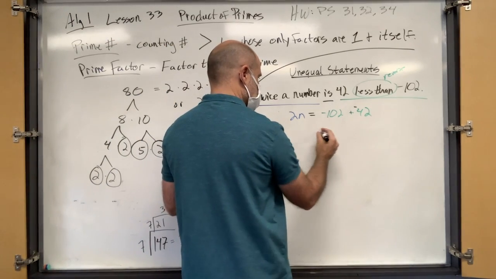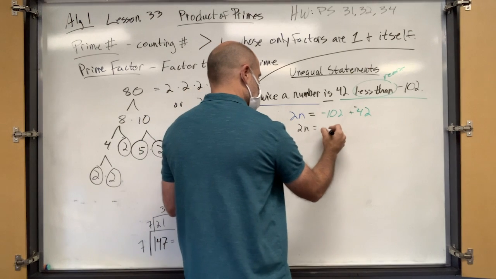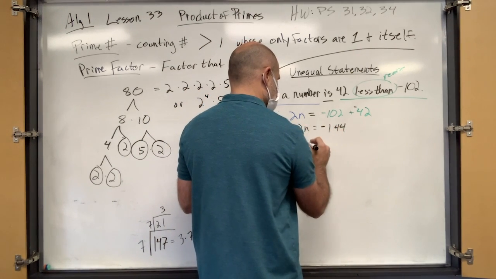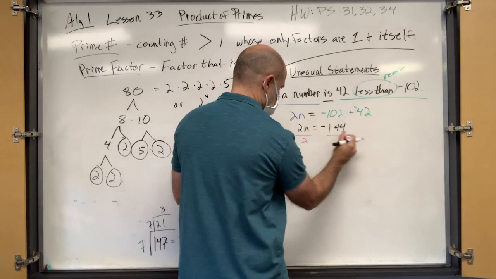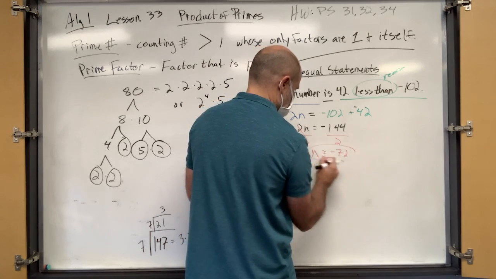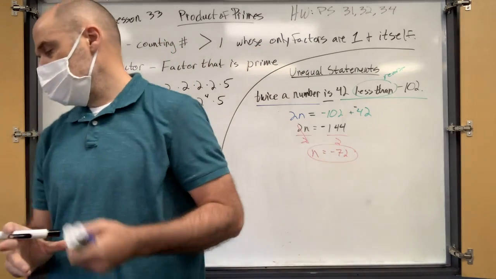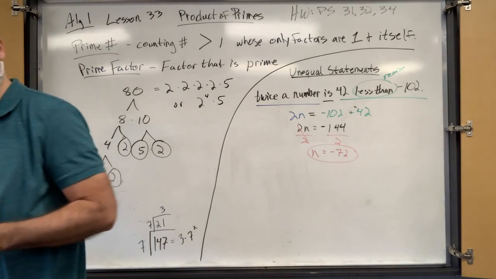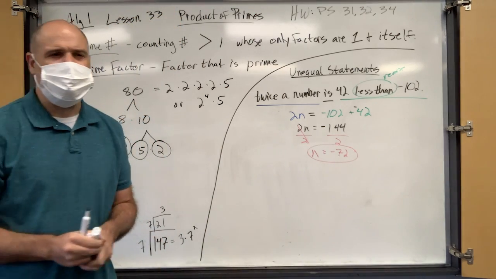So 2n equals a negative plus a negative is still a negative, so negative 144. And then you're going to divide by 2, n equals negative 72. All right? Now, Saxon says, well, you could write it like that, or you could think outside of the box a little bit.